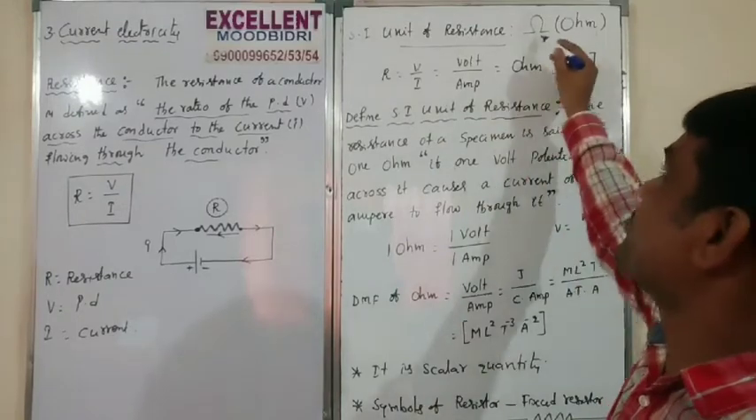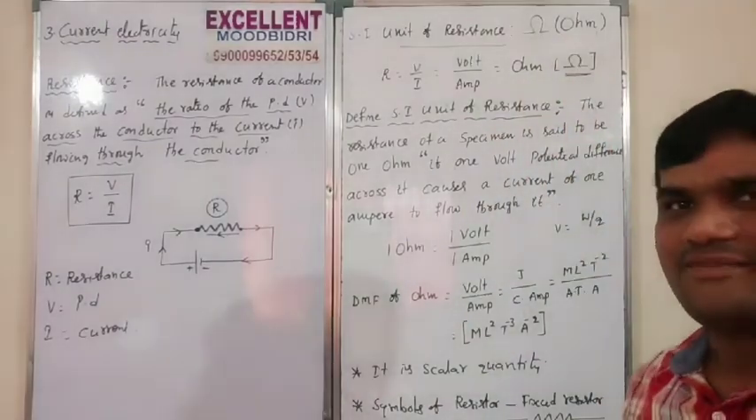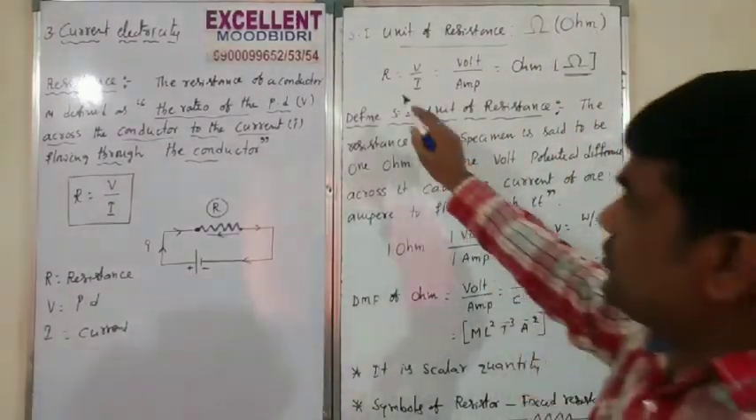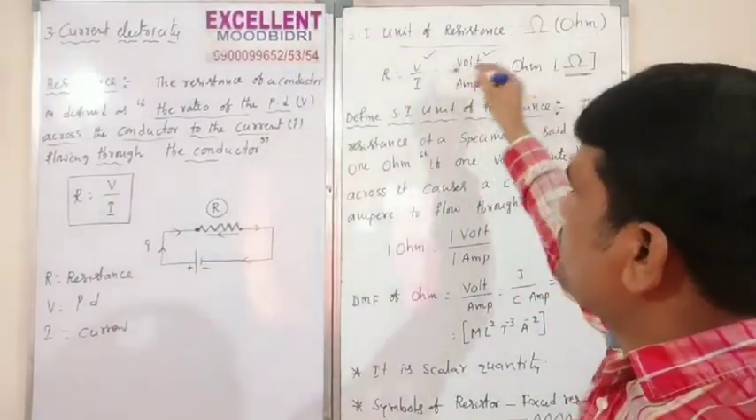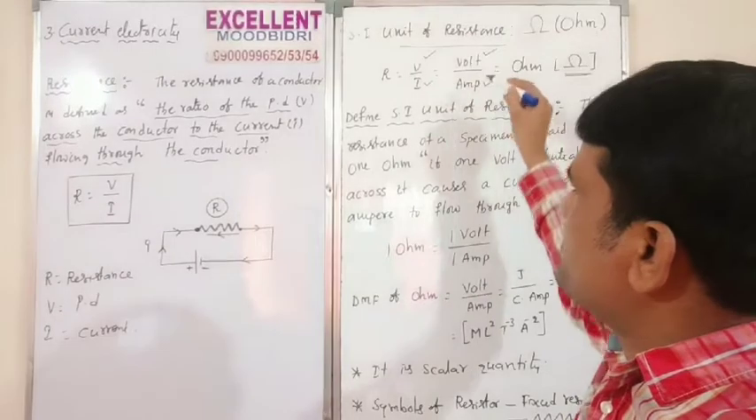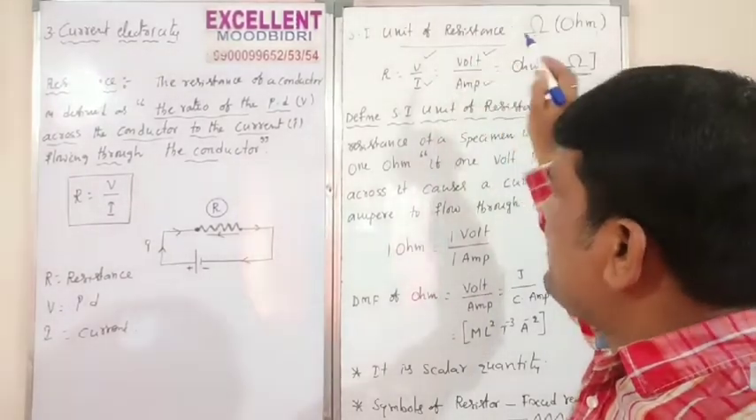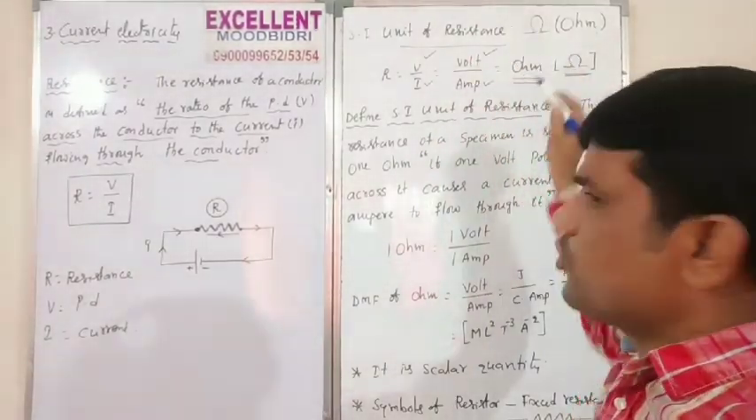But this is omega. The symbol is what? Omega. Right. Okay. So R is equal to V by I. V we can measure in volt. Current we can measure in ampere. Volt per ampere is nothing but ohm.